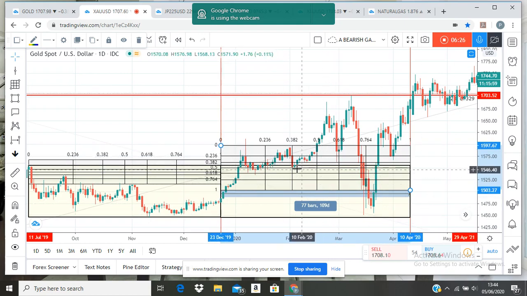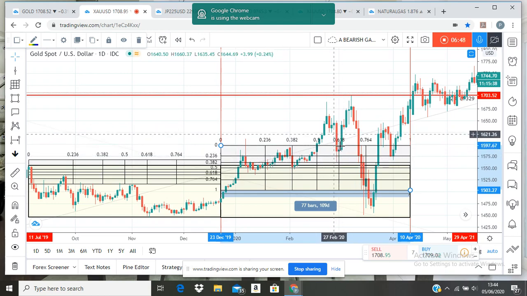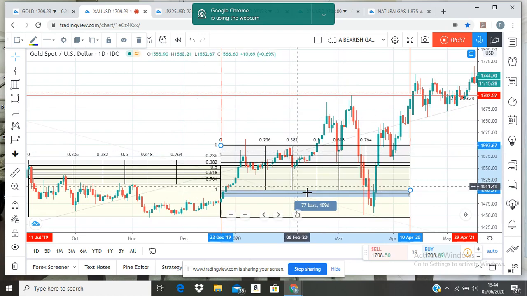Now, in that second square, we can see this low here, this bottom here was made exactly on the 0.382. And then here, when price reached the top and then was coming down, this downtrend ended exactly on the 0.618. So this swing here occurred on the 0.618 of this second square.